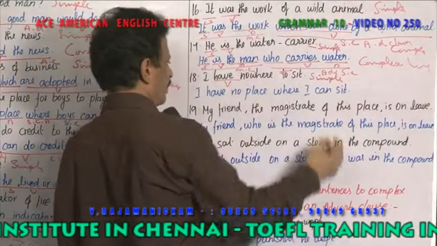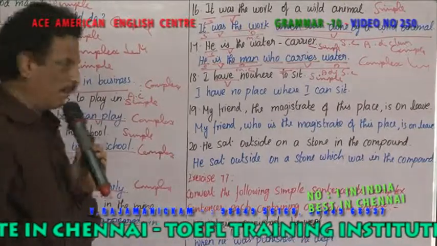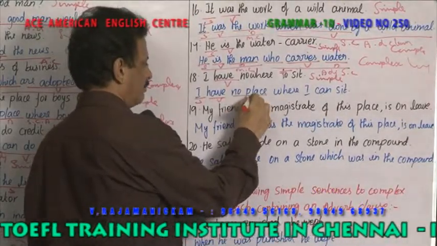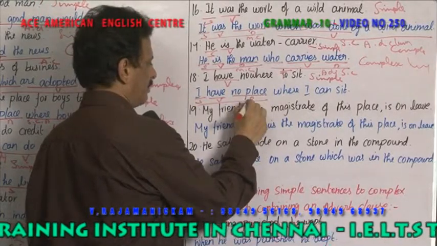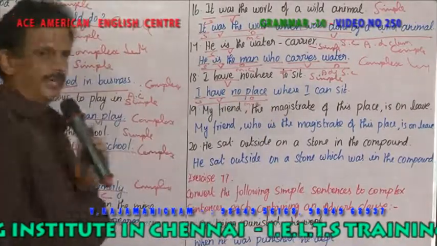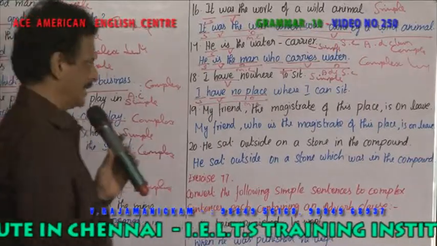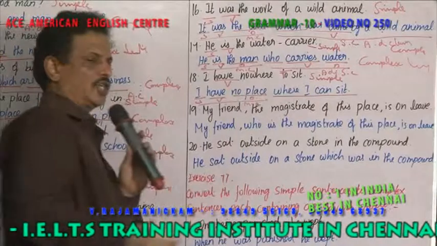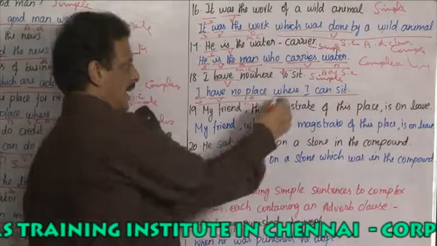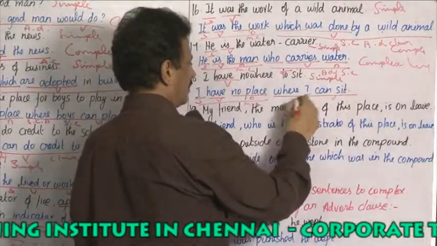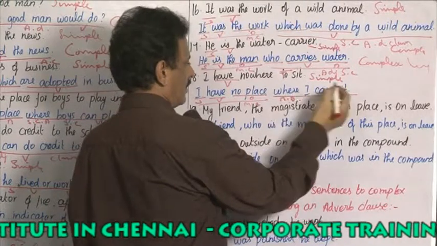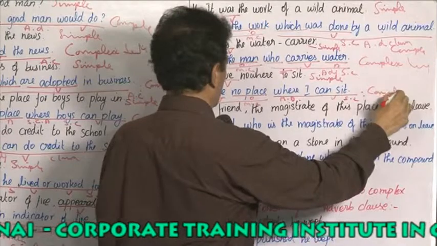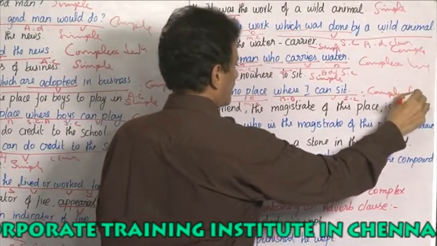So how do you change it into a complex sentence? I have no place. I is the subject, have is the verb, no place is the object. So I have no place becomes the main clause. This place should be described: where I can sit. This where I can sit is an adjective clause describing the place, and I is the subject, can sit is the verb. So this becomes a subordinate clause depending upon the main sentence. So it is a complex sentence.